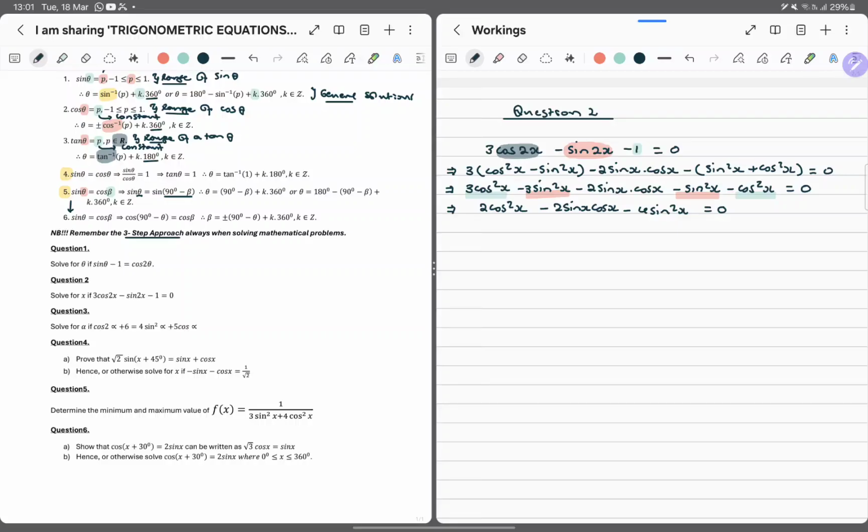So now we have a trinomial, but 2 is still a highest common factor here. We divide by 2, we get cos squared x minus sine x cos x minus 2 sine squared x equal to 0. Okay, now we can try to factorize here.